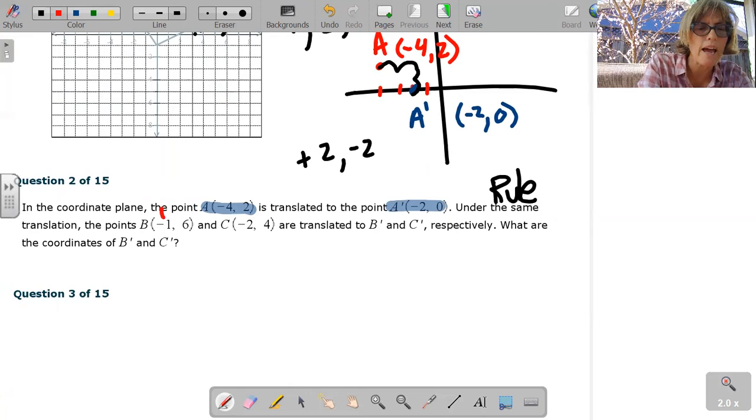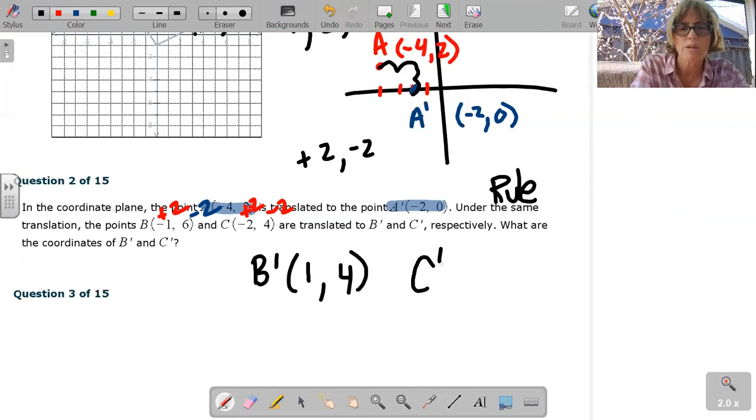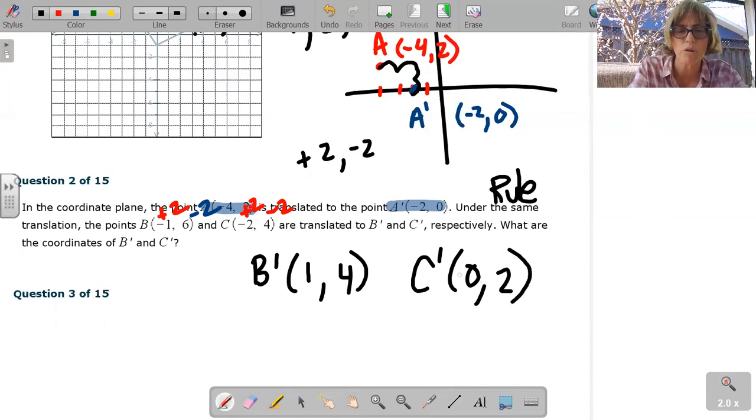So we're going to add 2 to the x, minus 2 from the y. And our B prime in this case is negative 1 plus 2, that's positive 1. 6 minus 2 is 4, that's going to be B prime. C prime, negative 2 plus 2 is 0, 4 minus 2 is 2.